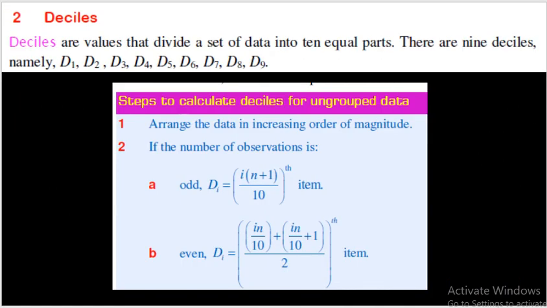Again, deciles are values that divide a set of data into 10 equal parts. Dividing a given data into 10 equal parts, and there will be 9 deciles from 1 to 9. So the steps will be the same as those of quartiles. First, arrange the data, and secondly, apply the formulas. The two formulas again depend on the number of data, odd and even. But here it is over 10. Previously we were doing over 4 because we were dividing into 4. This time divide by 10. Let us see by example.